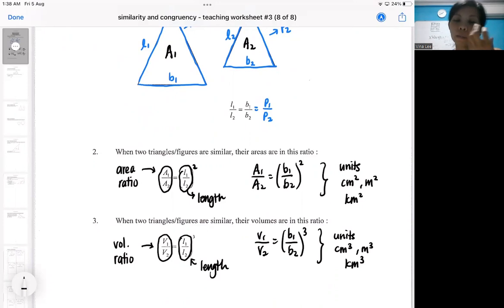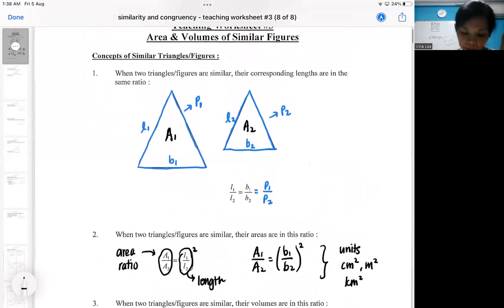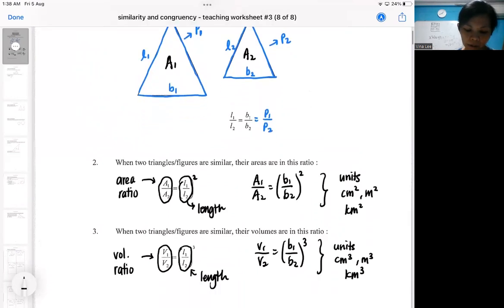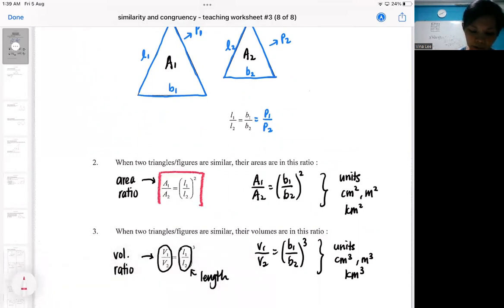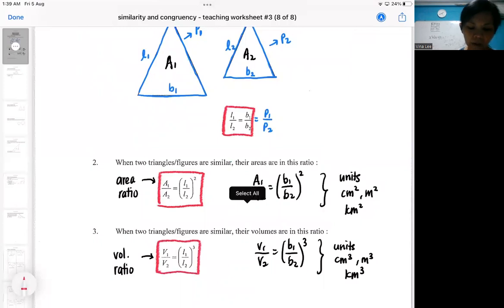You treat all of this like a formula. The items in the formula will usually be provided by the question, and you might end up just cross multiplying. So I will call this the area ratio formula, this the length ratio formula, and this one the volume ratio formula. These 3 formulas are only applicable when the figures are similar. If it's not similar, then none of these apply.